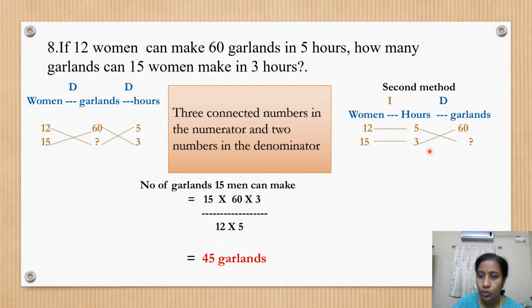Now 1, 2, 3, these three numbers are connected. Now look at the numbers already written, the same three numbers only come here. And the left out two numbers 12 and 15 come in the denominator. So whichever order you follow, the numbers will not change. The set of numbers you multiply and divide will not change and the answer is the same, 45 garlands. And you can think about another order which is time first, women, then garlands, or time first, garlands and then women. Even then your answer will not go wrong.